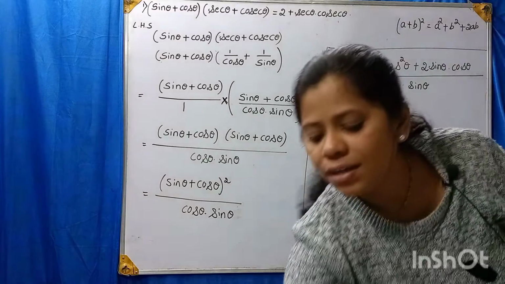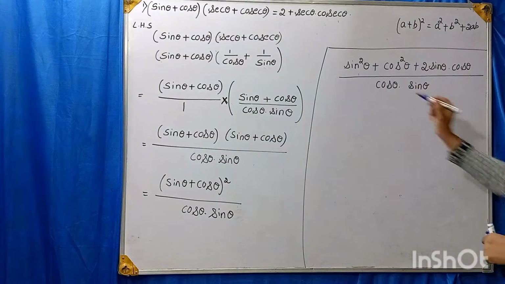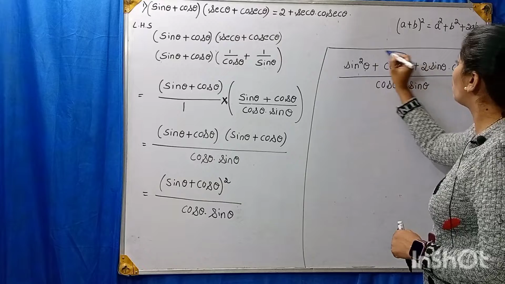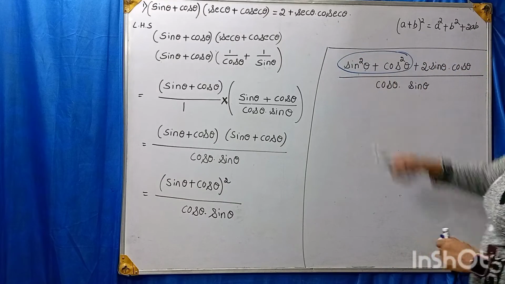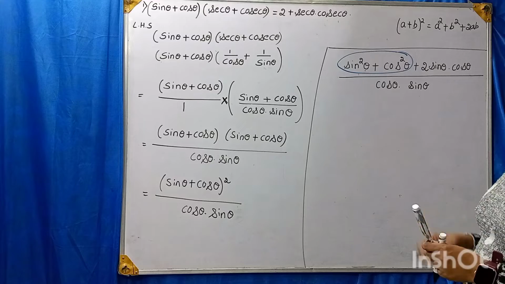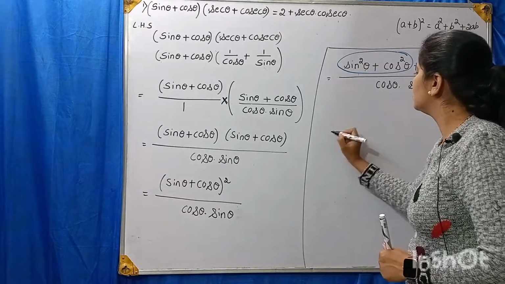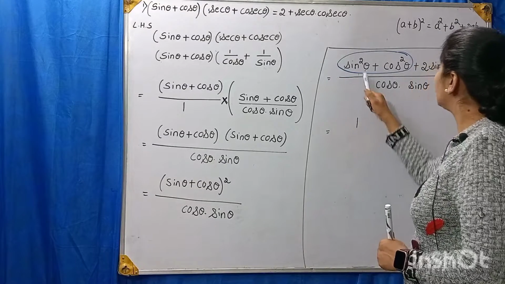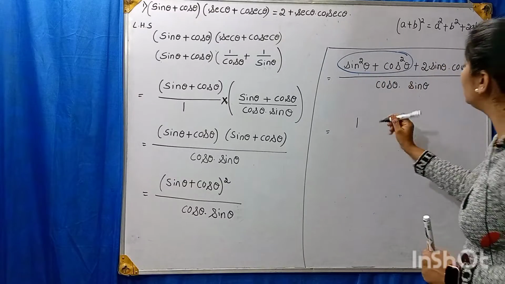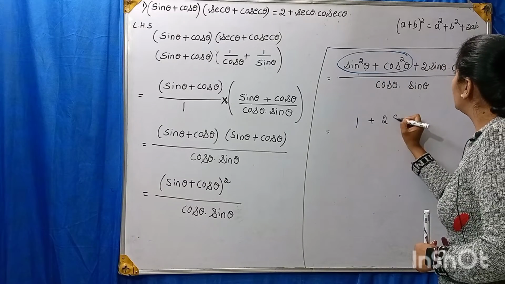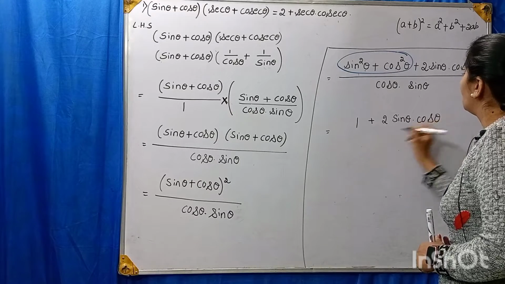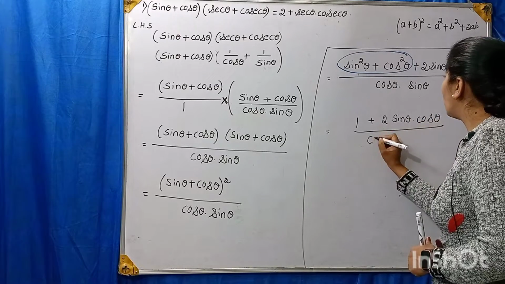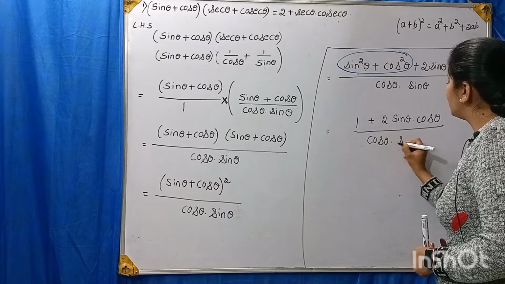Now, see here, we know that sin square theta plus cos square theta is 1. Right? So, replace this as 1. Sin square theta plus cos square theta is 1, plus 2 sin theta into cos theta, whole divided by cos theta into sin theta.